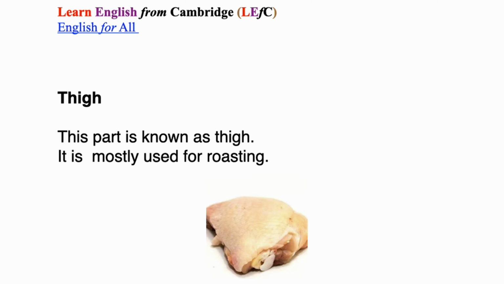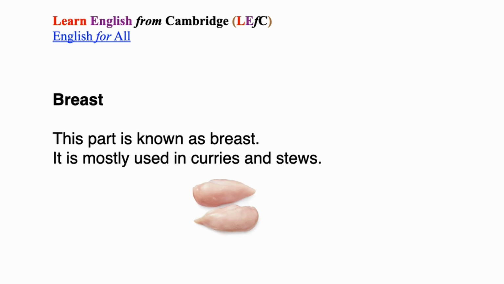Thigh. This part is known as thigh. It is mostly used for roasting. Breast. This part is known as breast. It is mostly used in curries and stews.